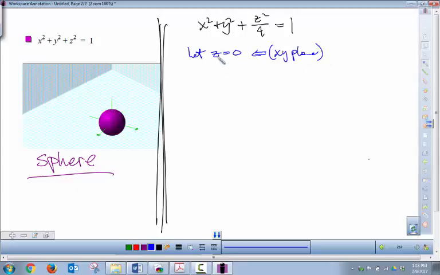So what you're saying is that when you let z equal 0, and this is what your response was, Martha, you took away one of the variables, and you have x squared plus y squared is equal to 1. So what you have left is a circle. If you cut this surface with the xy plane, you're going to get a circle. Does that make sense? All right.